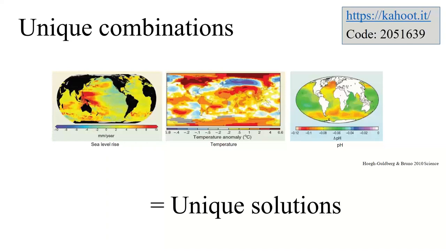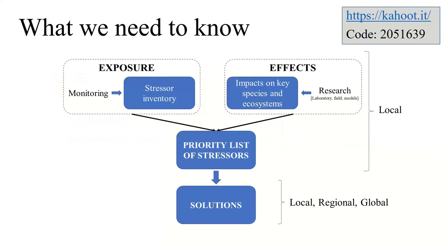And it's complicated because not only is it a lot of stressors, but the intensity, the pressure of these stressors is different in different places. So if you go to the tropics or the polar regions or temperate regions, you're going to have different combinations of these stressors. I just put a map of what is expected as changes for sea level rise, temperature and pH, and you can see that it's not uniform around the world. So if we want to develop solutions, we need to understand locally what the different combinations of stressors are, so we can actually develop solutions that are useful and efficient.